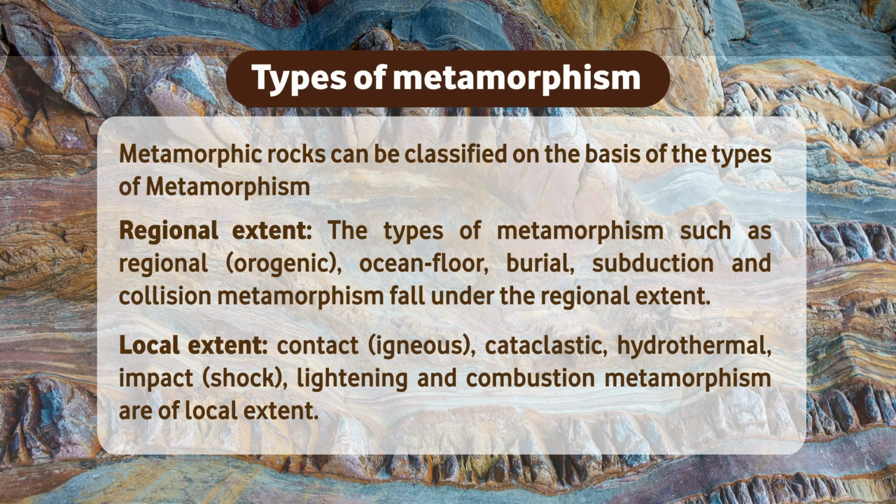So, for local metamorphism, we have contact metamorphism. When an igneous body is passing through a country rock, it dissipates heat from its body and changes the rocks at its contact, and that is the contact metamorphism, which results in the formation of hornfels, as I have already mentioned. Cataclastic metamorphism: when there is a faulting, there is friction over there, and as a result metamorphism takes place. Cataclastic rocks form in this kind of terrain.